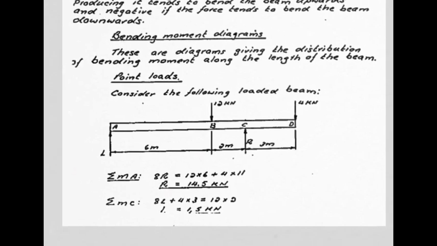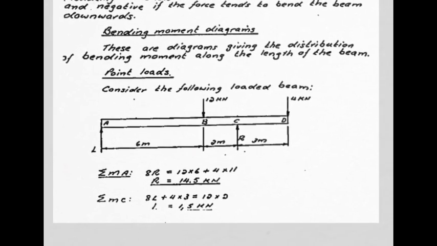As far as sign convention goes, a little bit like the shear force concept, it says a bending moment is positive if the force producing it tends to bend the beam upwards. So let's start with this little example, which has only point loads on it, and let's try and draw a bending moment diagram.